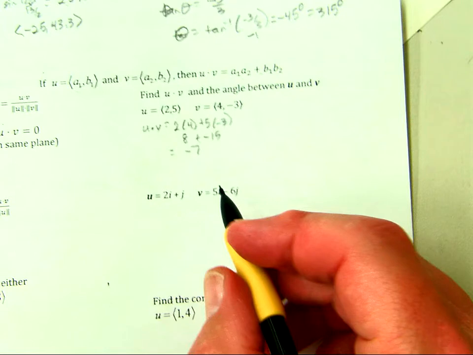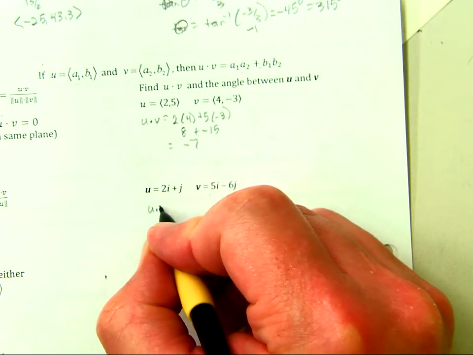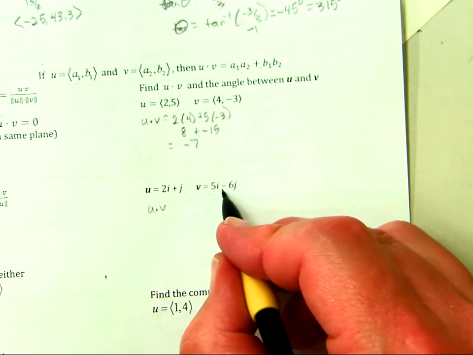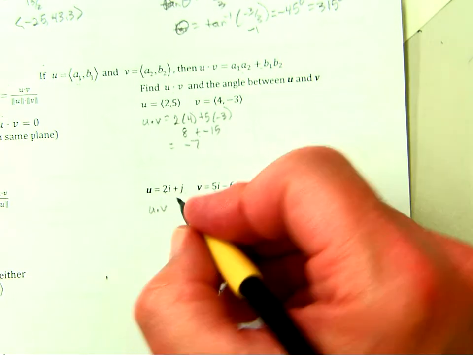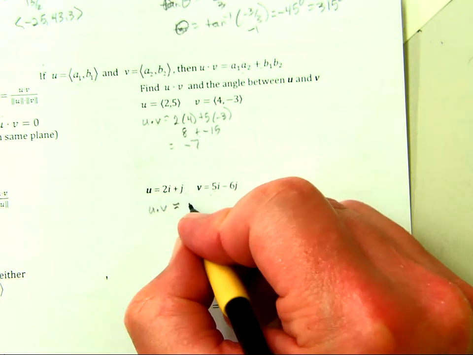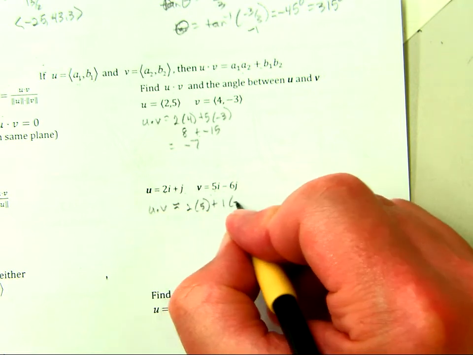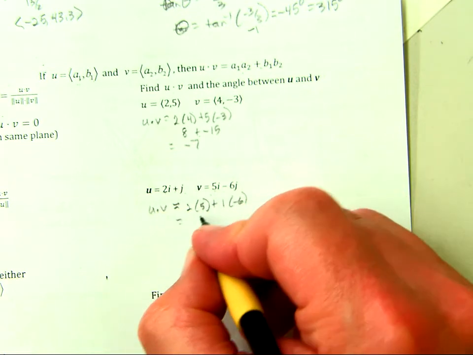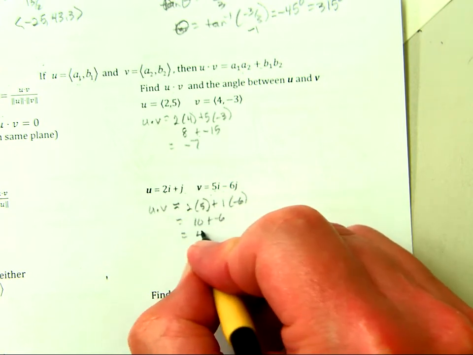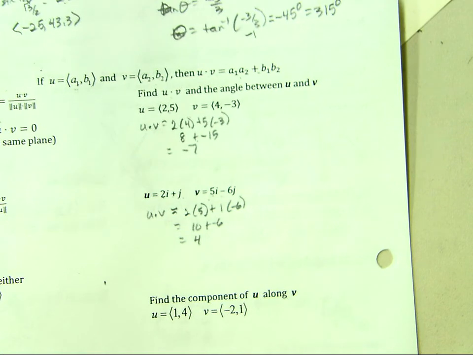If I had this one in ij form, it's the same thing for u dot v. Remember, this is like 2 comma 1, and this is like 5 comma negative 6. So you multiply the i's together, only don't put the i's with it, just the coefficients. So that's 2 times 5 plus 1 times negative 6, which is 10 plus a negative 6. So u dot v is 4. That's how you do a dot product.